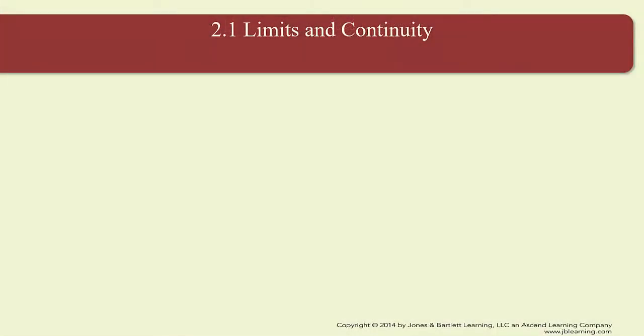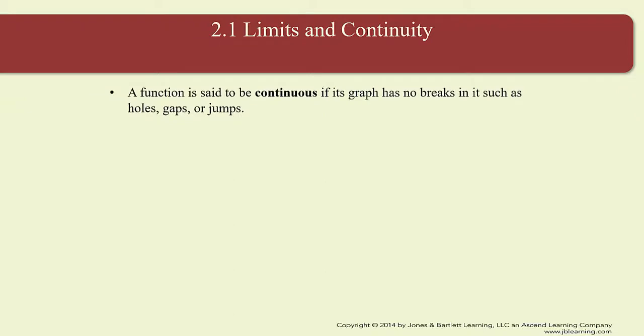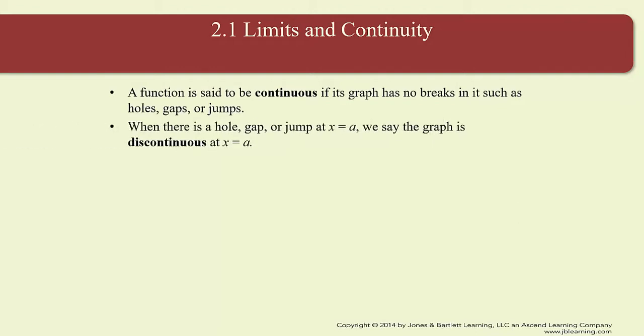All right, continuing on here in section 2.1, our final topic is going to be continuity. In algebra, you may have heard that a function is said to be continuous if its graph has no breaks in it, such as holes, gaps, jumps, vertical asymptotes. When you do have a hole, gap, jump, or vertical asymptote at x equals a, we say the graph is discontinuous at x equals a. It's not continuous there.